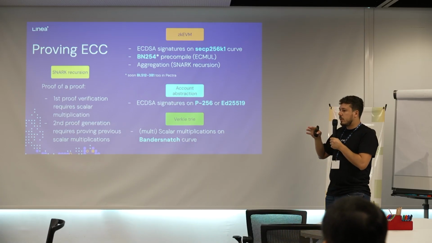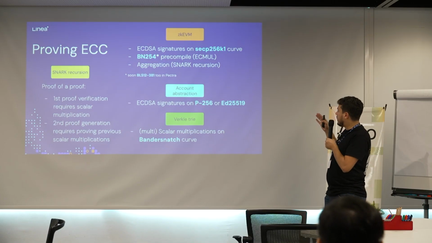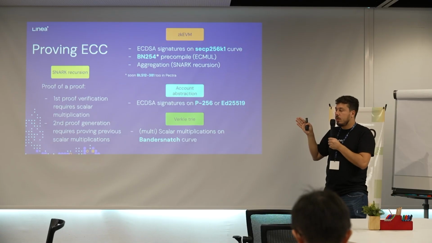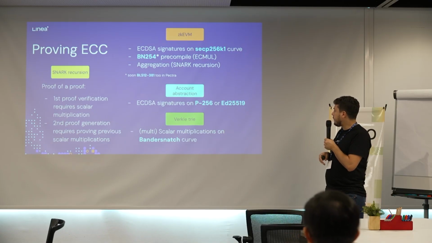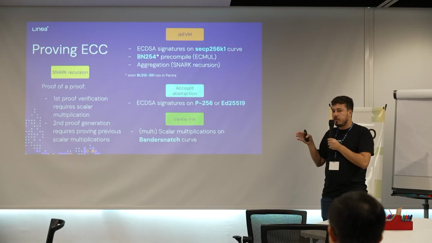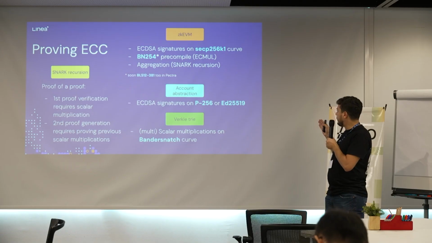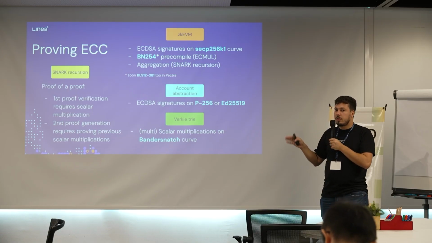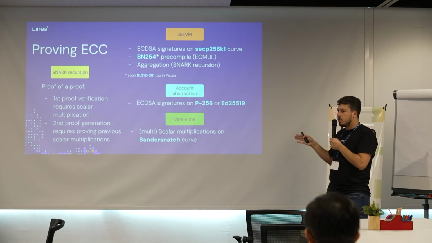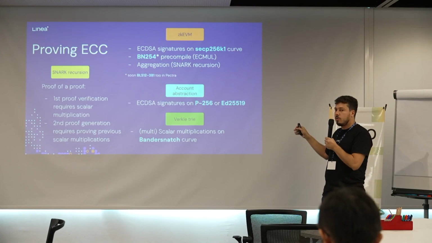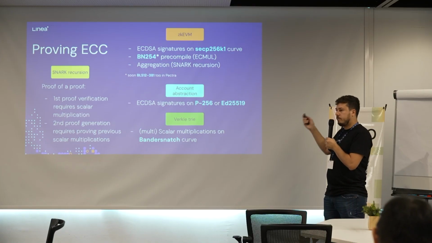And there are elliptic curve precompiles. There is a scalar multiplication on a specific curve called BN254, and soon on a different elliptic curve called BLS12-381. For account abstraction, you need to verify ECDSA signatures over the P256 or Ed25519 curve. For Verkle, you need to do scalar multiplication over another elliptic curve called Bandersnatch. But the same thing here is you need to do elliptic curve cryptography over these curves.